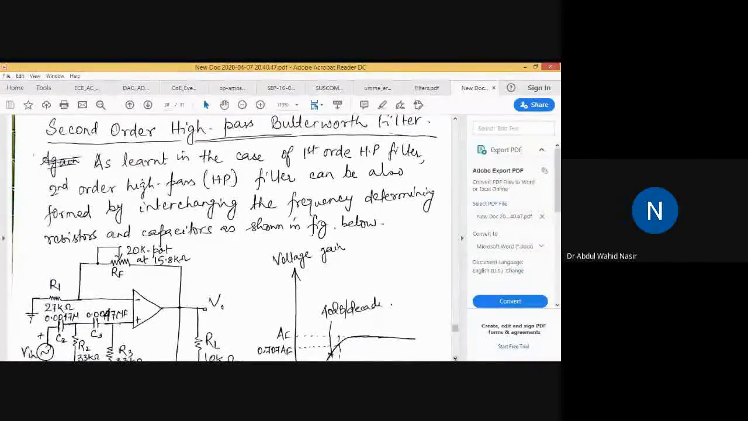So, second order high pass Butterworth filter. I will just give you some important equations related to the second order high pass Butterworth filter, and its derivation will be an assignment for today's class. You can get its derivation from various sources. I will give some time also. You can submit this assignment by Sunday evening, or take the whole weekend, and on Monday I will evaluate.